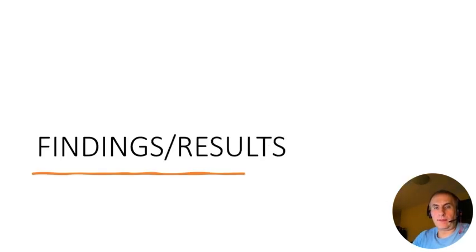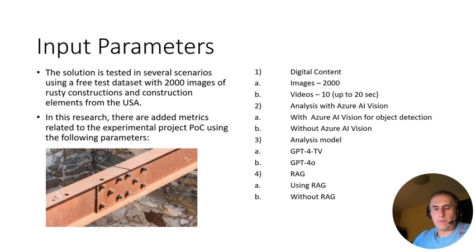Let's now discuss the findings and results from this research. The input parameters for this experimental setup are images: a data set of 2000 images from a free database for construction in the US, steel constructions with some effects of rust. Also used are 10 short videos of up to 20 seconds, like short videos from robots when they make observations. Analysis is done using Azure AI Vision, and in this case we are using object detection to compare performance. We also have OpenAI with two models, GPT-4 Turbo with Vision and GPT-4o.